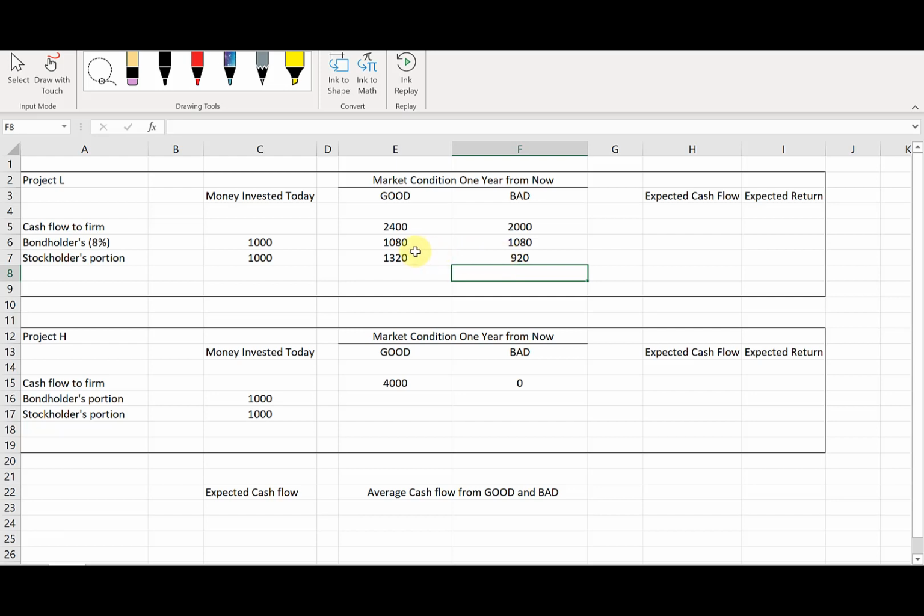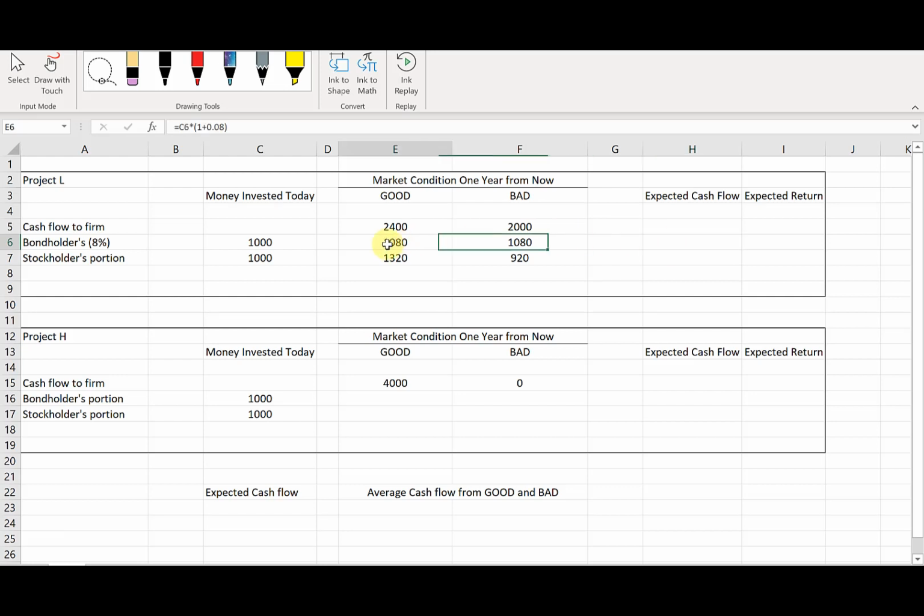So bondholders are looking at 1,080 regardless of whether the economic condition is good or bad if the company takes on Project L. If the company takes on Project L, stockholders are looking at 1,320 or 920 depending on which scenario happens in the future. Next we're going to calculate the expected cash flow, which is, given the probability of these scenarios, the average likely amount that the bondholders or the stockholders will receive.